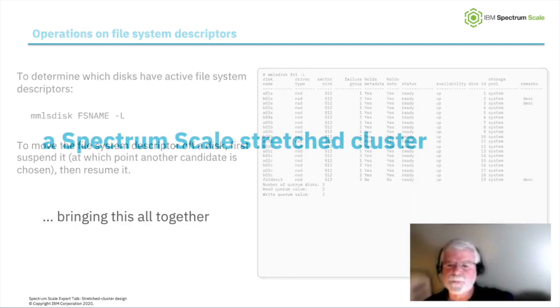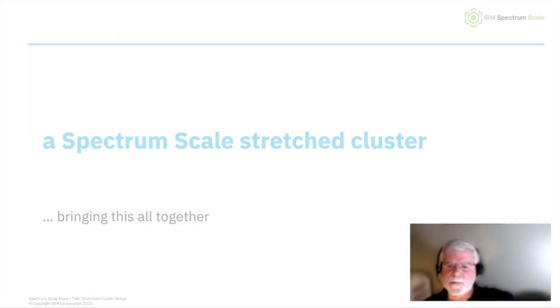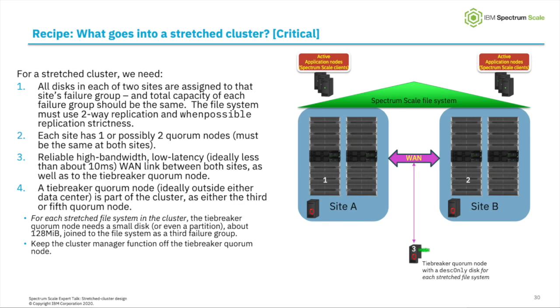Okay, so here's the recipe. All the disks at one site go into failure group 1. The disks in the other site go into failure group 2. There needs to be the same capacity of storage at both sites. And let me emphasize that there should be exactly 1 failure group at each site. Each site will need 1 or 2 quorum nodes, and you must choose the same number at both sites.